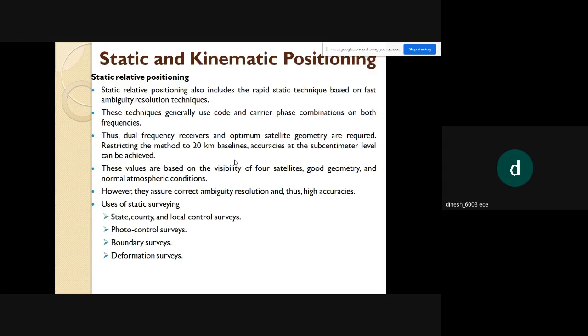And the uses of static survey are state, country. Here it should come as country, not county, a typing mistake. We can survey a state, we can survey a country, or even do local control surveys. We can use it for photo control surveys, boundary surveys, and deformation surveys.